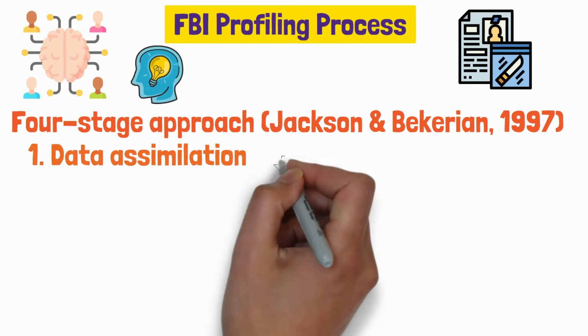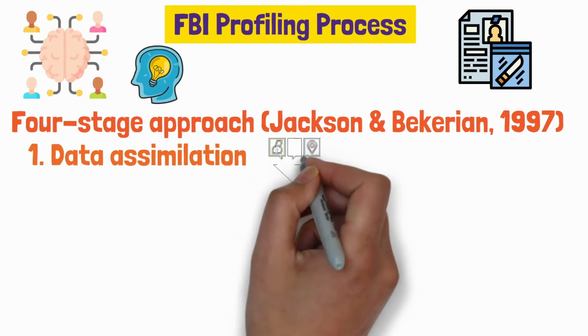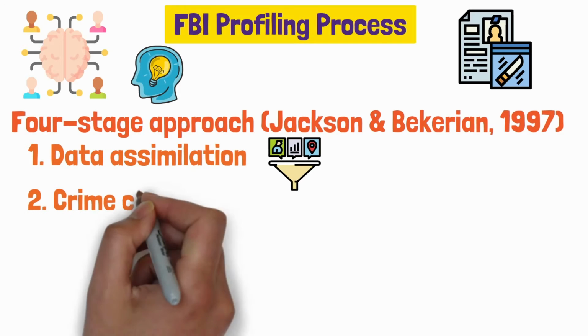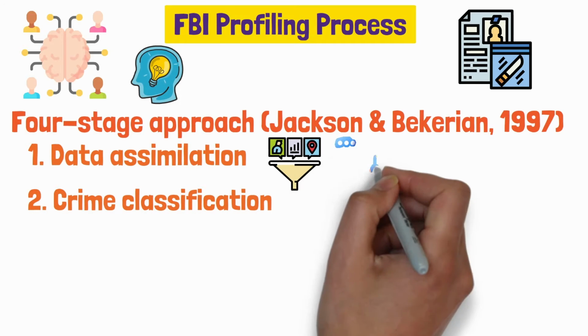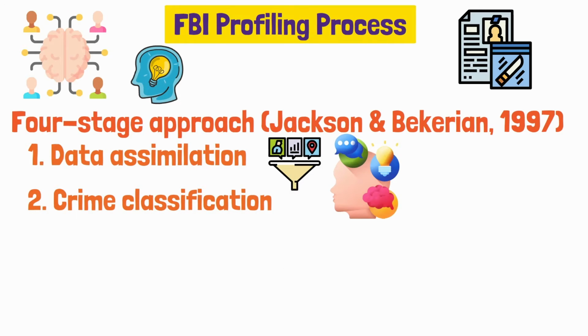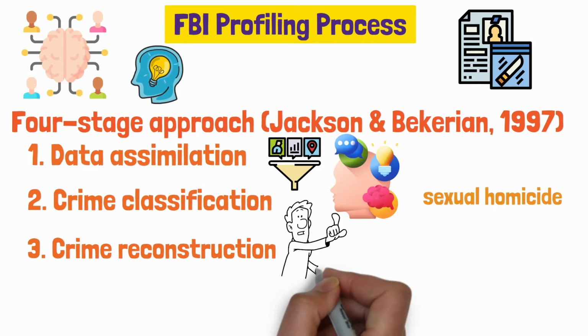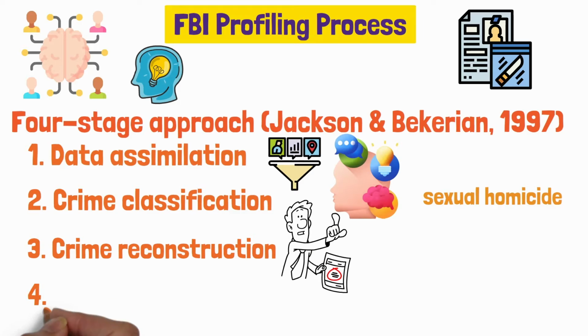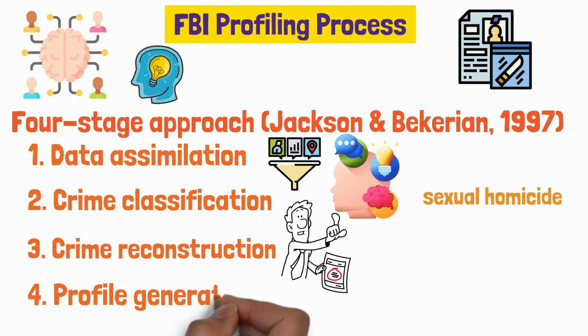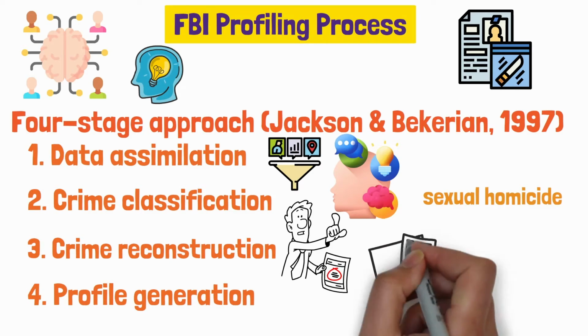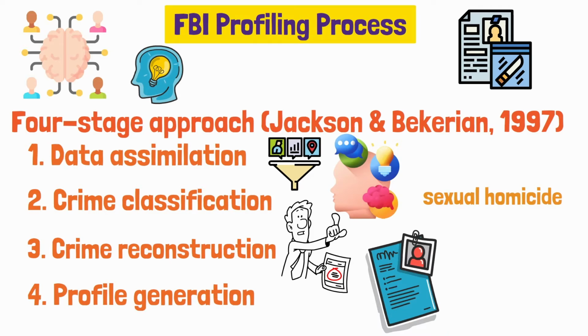Firstly, data assimilation. This is gathering as much information as possible. Secondly, crime classification. This is determining the primary motivation behind the crime, such as sexual homicide. Thirdly, crime reconstruction. This is paying attention to seemingly trivial details that might hold crucial insights. And lastly, profile generation. This is creating a detailed picture of the type of person the investigators are looking for.